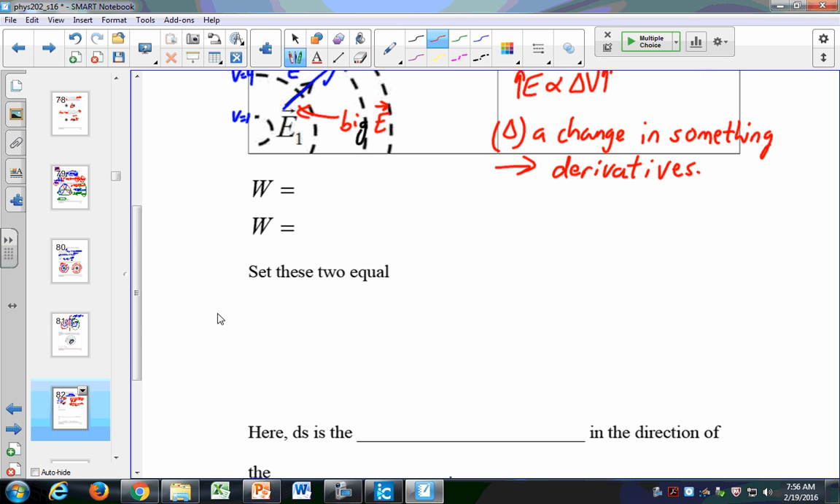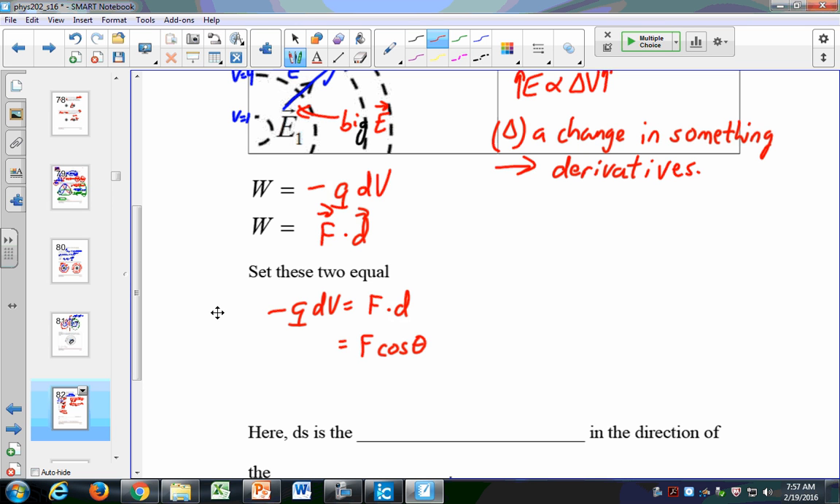All right, so it's a quick little derivation. Don't worry too much about this derivation, but just for those of you that are interested, you're not going to have to do this derivation on the test. The work is equal to negative Q times dV, and our work is also equal to F dot d, the dot product of the force and displacement. So we can set these two equal. I can say that negative q dV is equal to F dot d. And remember, F dot d is equal to F cosine theta times d.